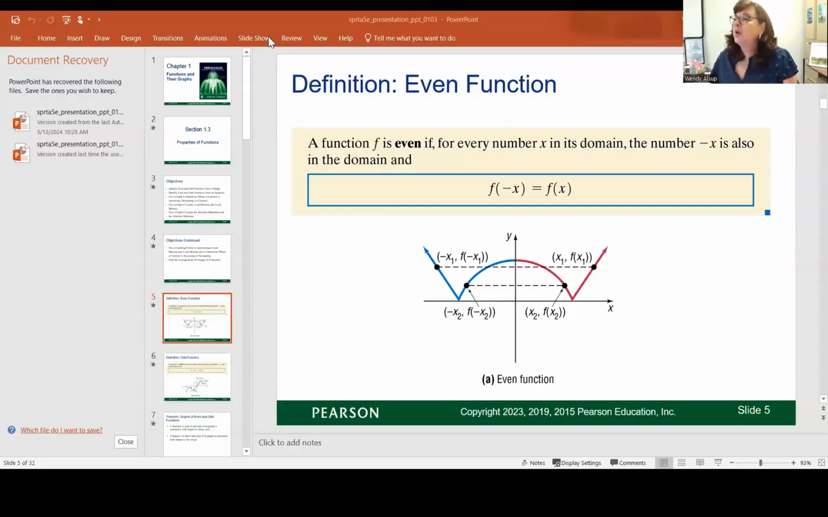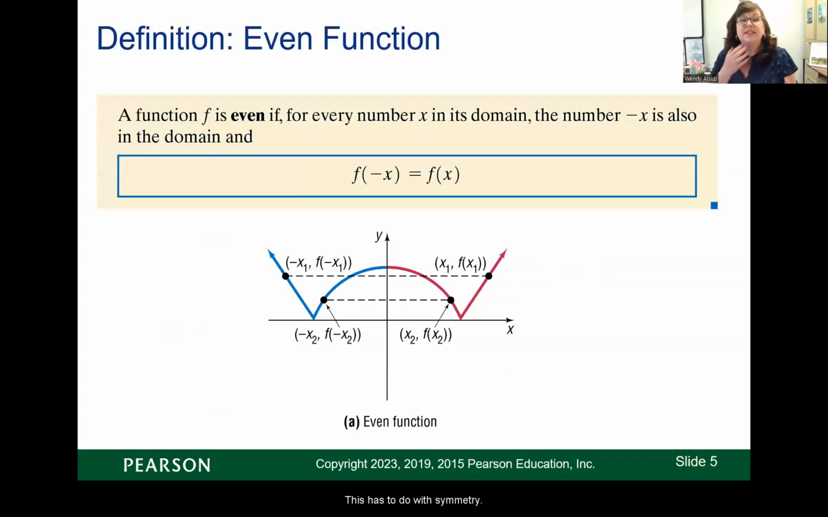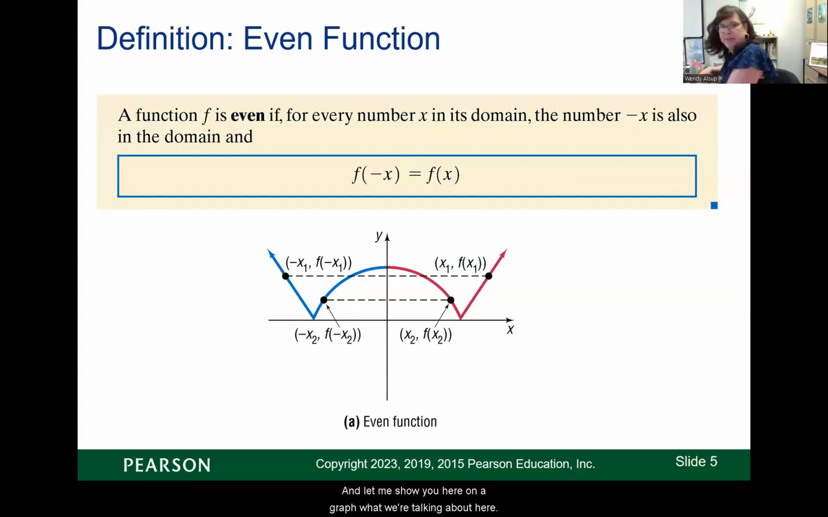Even and odd functions. So let's go ahead and start here. What are even and odd functions? This has to do with symmetry. An even function is one that looks exactly the same mirrored across the y-axis. So f of negative x equals f of x. Let me show you on a graph what we're talking about.